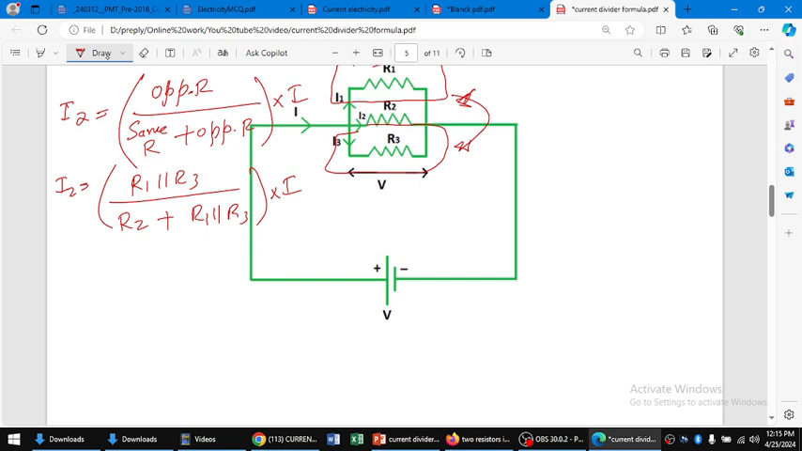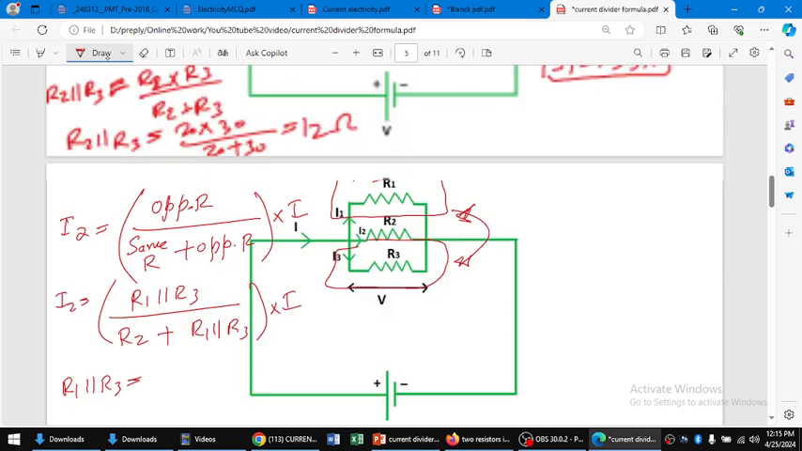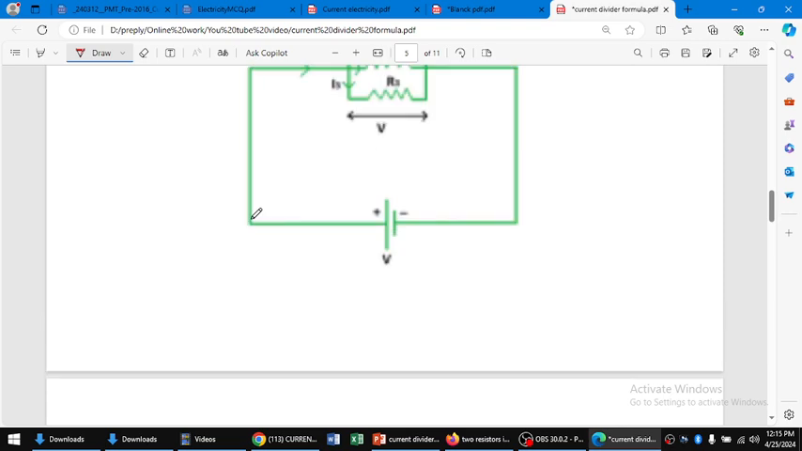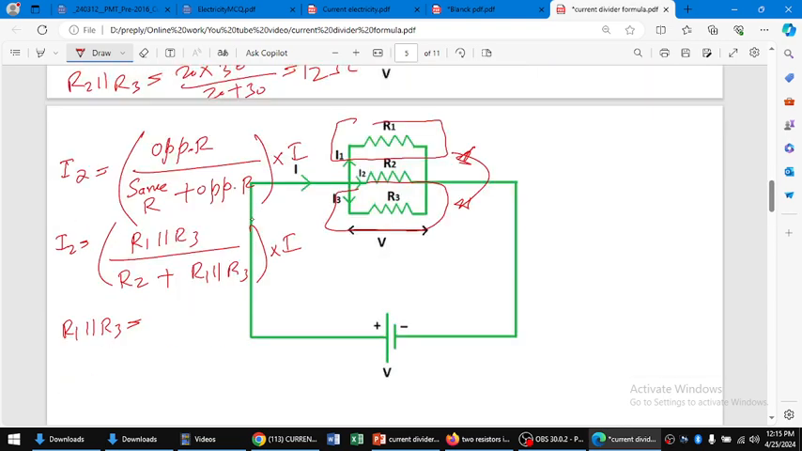So first we need R1 parallel R3. R1 is 10 ohm and R3 is 30 ohm. So 10 multiplied by 30 divided by 10 plus 30. So we get R1 parallel R3 as 7.5 ohm.